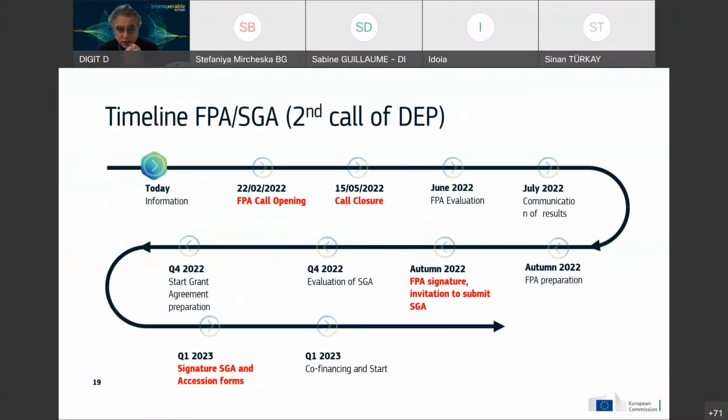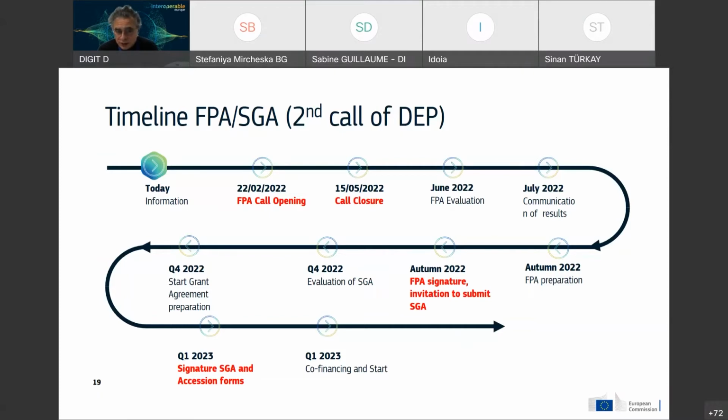Here are the timelines, so it's also very important, and as well to tell you where I have to put the importance of the activities now. So this is today. We have the information session. The call was published yesterday. The formal opening for submission will be next week on the 22nd. The call closure will be on the 15th.